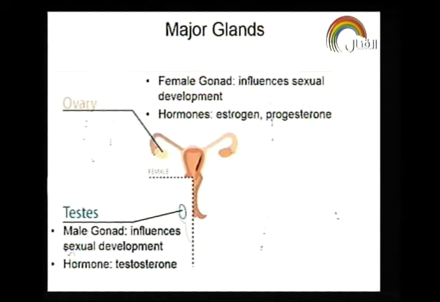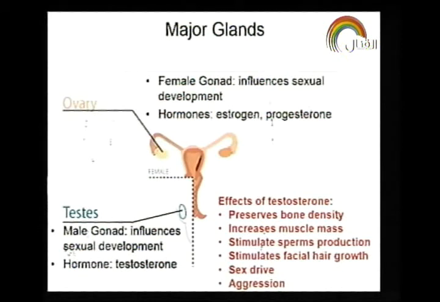Testosterone hormone. As we said, from its name, testis secretes what? Testosterone hormone. Testosterone hormone, as we said, has different functions, not only for appearance of the male sex characters, but also preserving bone density, increasing muscle mass, enlargement of muscles, enlargement of bones, and stimulating sperm production after puberty, okay, and also stimulating facial hair growth, the appearance of hair on your face. And the last piece of information that we have: sex drive and aggression.